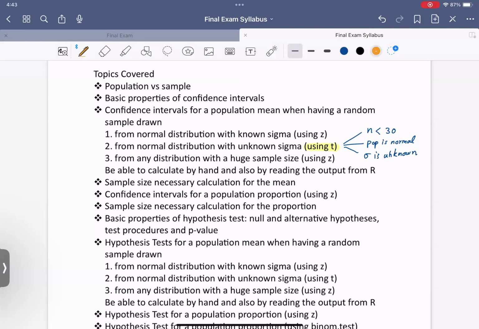that means in that case, you're gonna have to pick statistic t, which is x bar minus mu over s over square root n, and then you can build a confidence interval from there. Okay. So you should be able to calculate the confidence interval by hand and also by reading the output from R. Okay. So next one, we talk about the sample size necessary calculation for the mean. Of course, we learned this thing in class. And also we have confidence intervals for a population proportion.